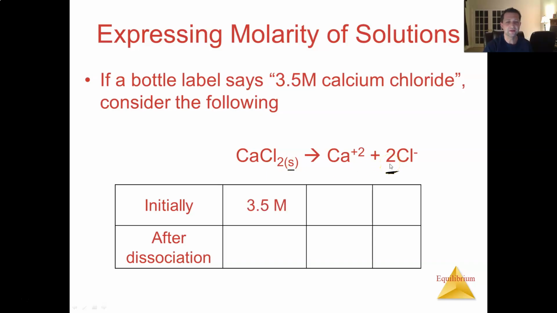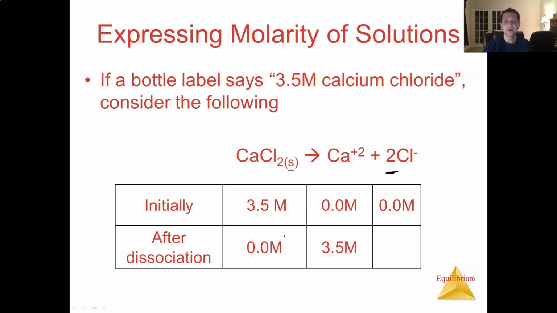So initially, what do we have? Initially, we have 3.5 molar calcium chloride. This is before anything dissolves. So we have 0 and 0 for our initial conditions. Since the calcium chloride is going to dissolve fully, it's very soluble, after dissociation, we're going to assume we're not at a saturated point here where we have some solid left over. After dissociation, we're not going to have any solid calcium chloride left. It's all in the ion form. We're going to end up with 3.5 molar calcium ion. Then what do you think our concentration of chloride is going to be?